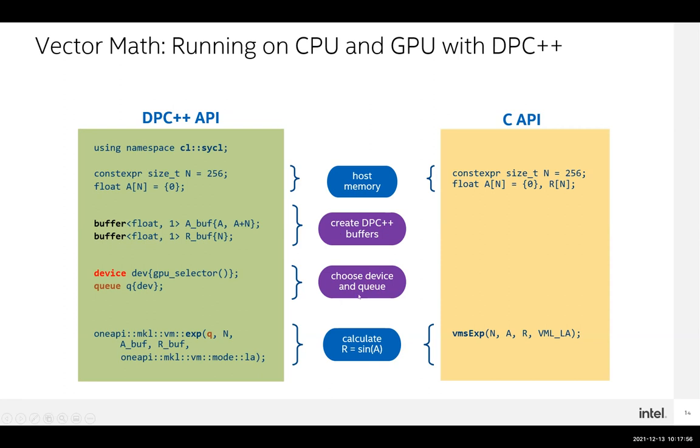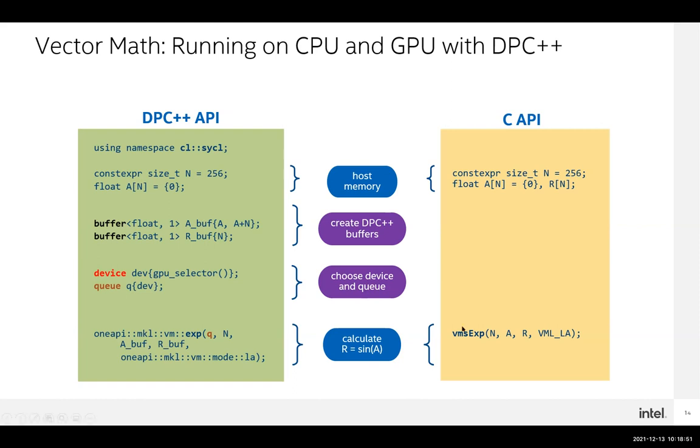The classic API, the C API, is shown on the right side of this slide, and the DPC++ API using SYCL buffers on the left side. On the right side, for the classic API, we define the size n of the vectors or arrays containing input and output arguments. Then we define the input and output arrays, and we invoke the single precision vector math function exponential, vmsExp. The m in the name of the function indicates that there is an optional mode parameter used. In this case, it's VML_LA, which tells the accuracy of the function we want to invoke. In this case, LA means errors will be no larger than 4 units in the last place, or 4 ULPs.